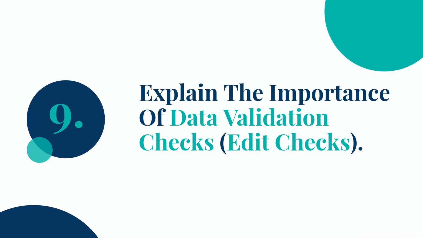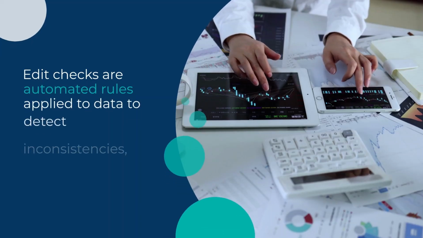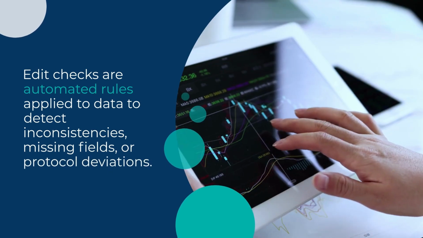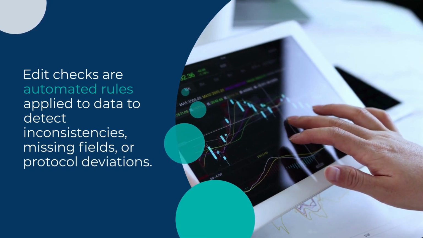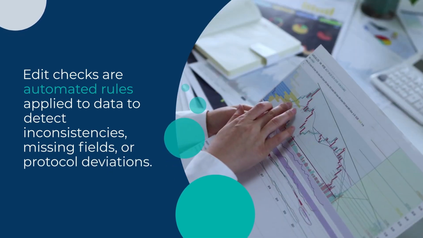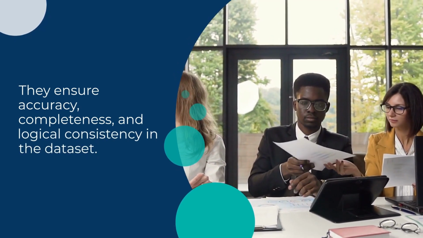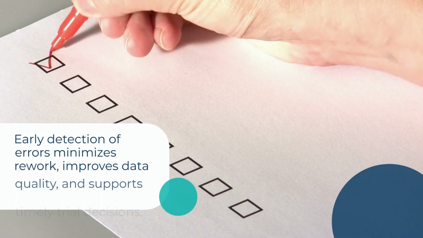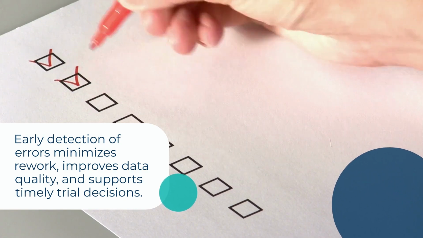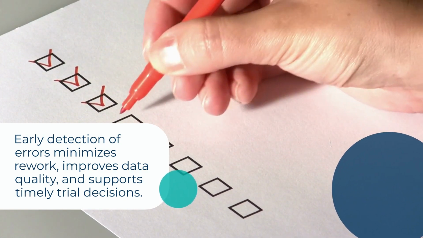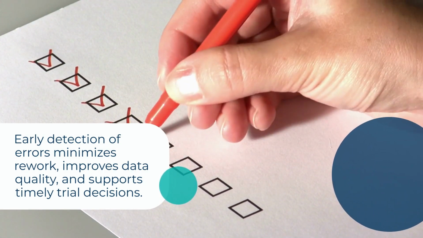9. Explain the importance of data validation checks (edit checks). Edit checks are automated rules applied to data to detect inconsistencies, missing fields, or protocol deviations. They ensure accuracy, completeness, and logical consistency in the dataset. Early detection of errors minimizes rework, improves data quality, and supports timely trial decisions.